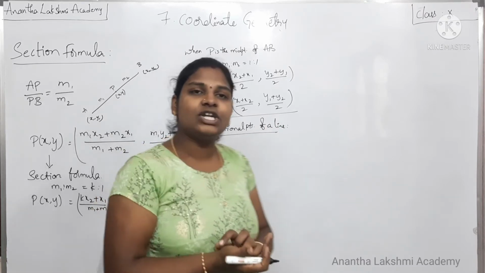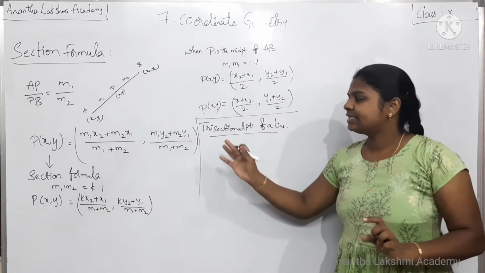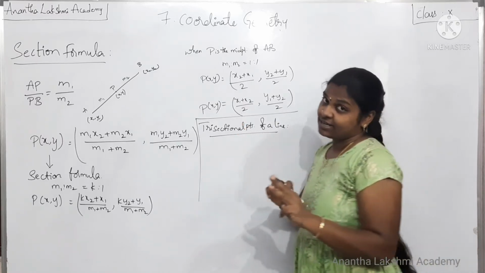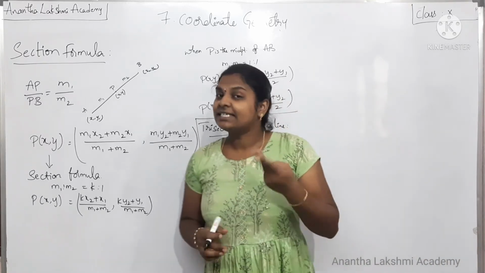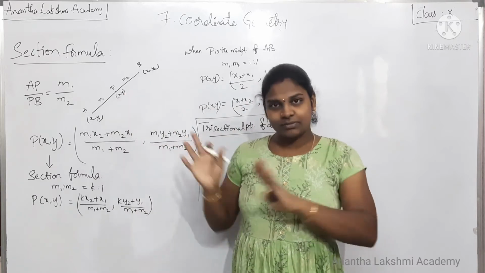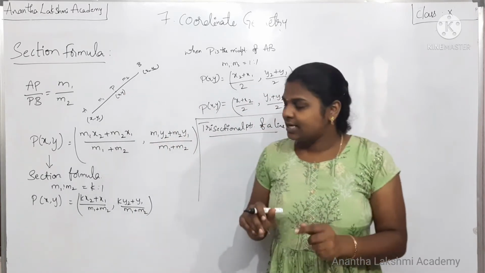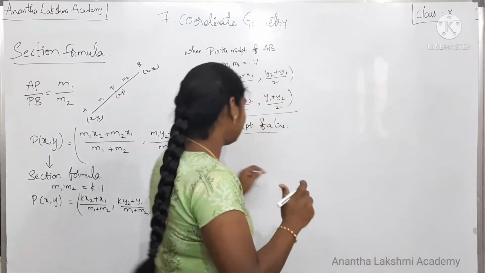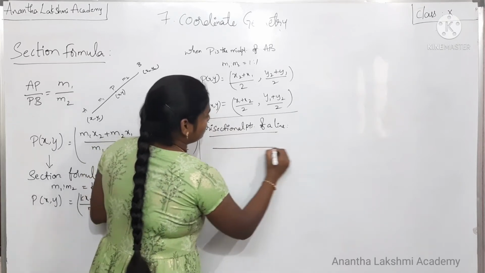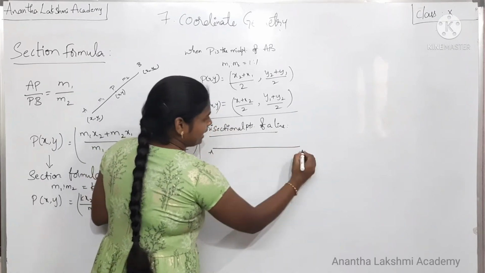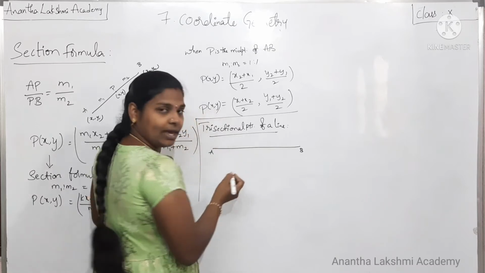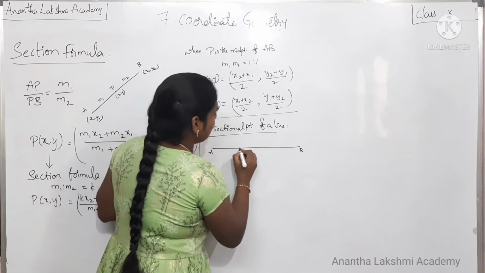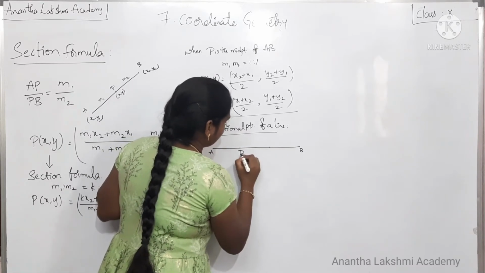What is this trisectional point of a line? What the name says: tri means 3 sections, which we have learned just now, isn't it? So if I consider a line segment, say for suppose this is my line segment AB. Now I have P, Q.